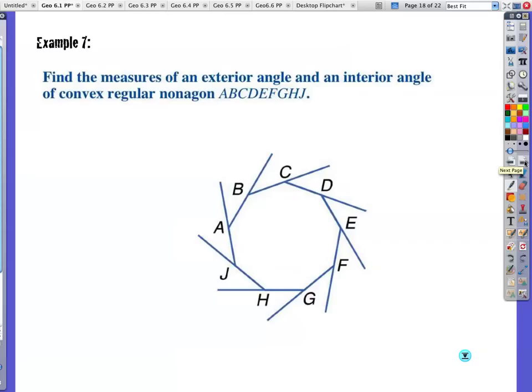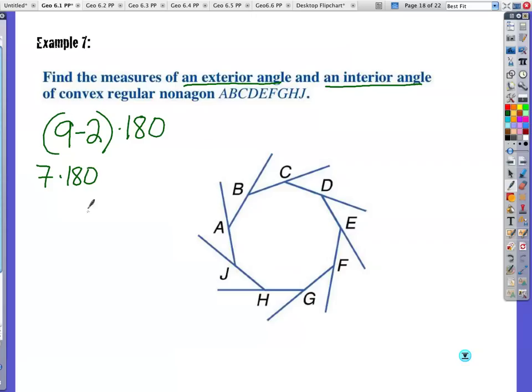Find the measures of the exterior angle and the interior angle of a convex regular nonagon, A, B, C, D, E, F, G, H, J. All right. So I have to find the measure of one exterior angle and just an interior angle. It's a nonagon, so I have 9 sides. I'm going to start with the interior angle. So I've got 9 sides minus 2 times 180. So that's 7 times 180, which is 1,260. All right, and that tells me the sum of all the interior angles.